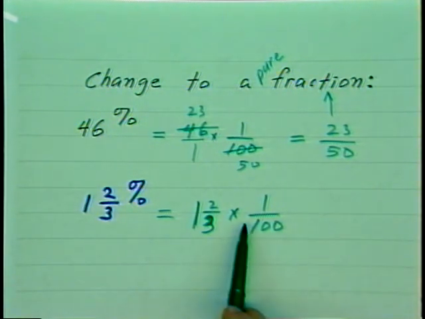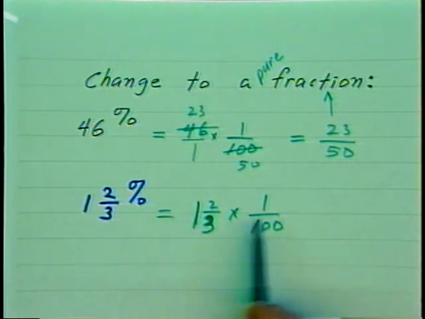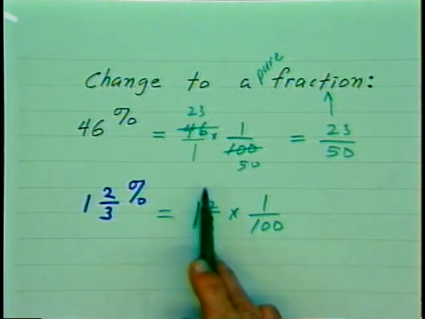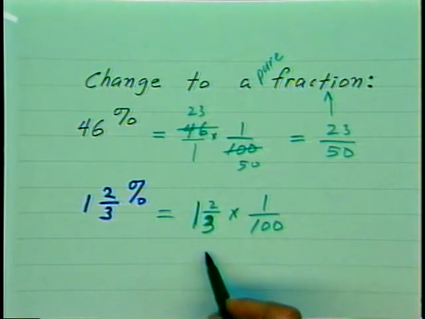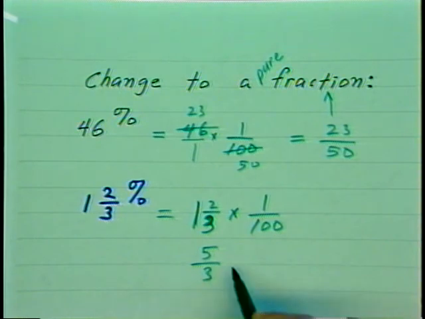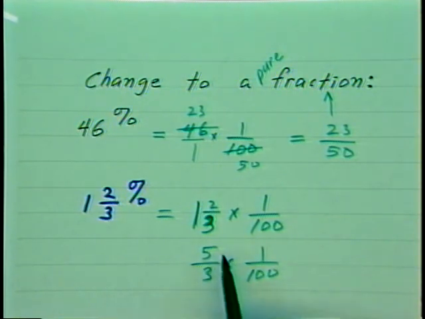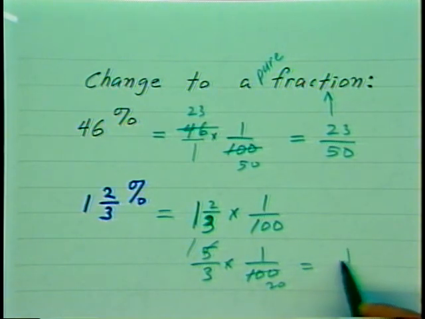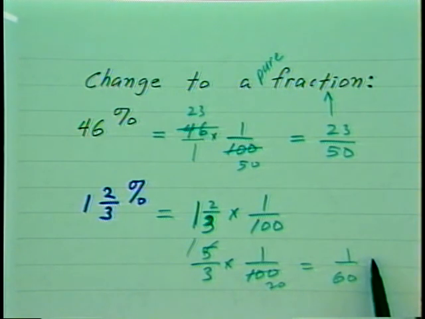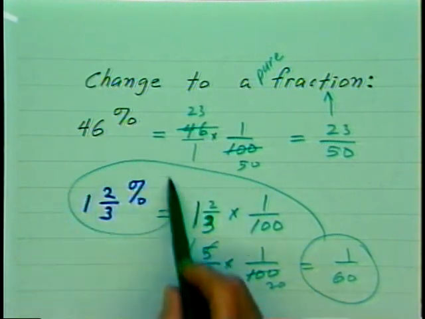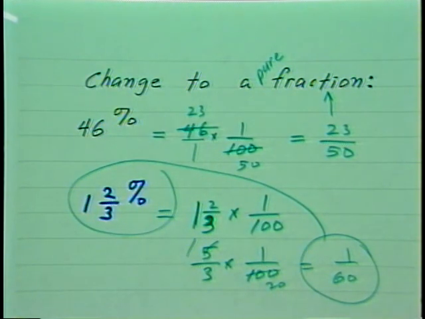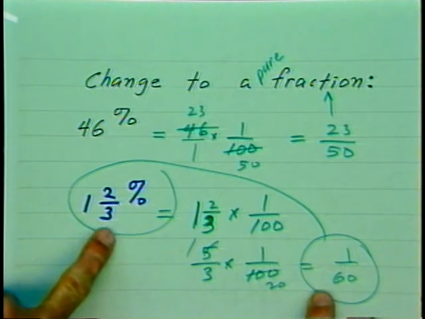So what am I doing? I am multiplying a mixed number times a fraction. So we change the mixed number to an improper fraction, which would be 5/3 times 1/100th. And then because I'm multiplying, I look for cancellations. And I finally get 1/60th. So the pure fraction 1/60th is equivalent to 1 2/3%. They're just the same quantity, just written differently.